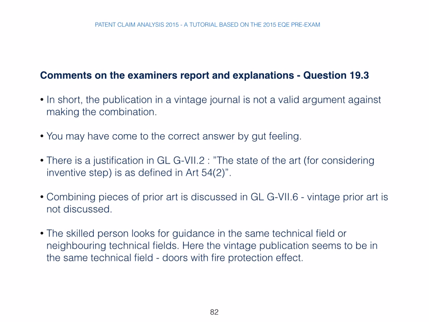There is a justification in the guidelines G Roman 7.2, which states the state of the art for considering inventive step is as defined in Article 54.2. Combining pieces of prior art is discussed in guidelines G Roman 7.6, but there is no discussion whatsoever about vintage or old prior art, so it doesn't give you any help. So you had to make up your mind, I think, under your own steam for this answer.